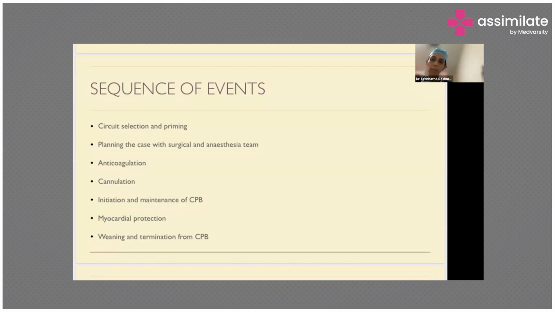We initiate the bypass, and the perfusionist maintains the bypass with the help of the anesthetist. We use certain medications for myocardial protection, which I will come to later on. And once the surgery is over, we need to wean the patient off the cardiopulmonary bypass, and we need to terminate the cardiopulmonary bypass. So the patient's own circulation, which is now corrected after the surgery, will take over the function completely.